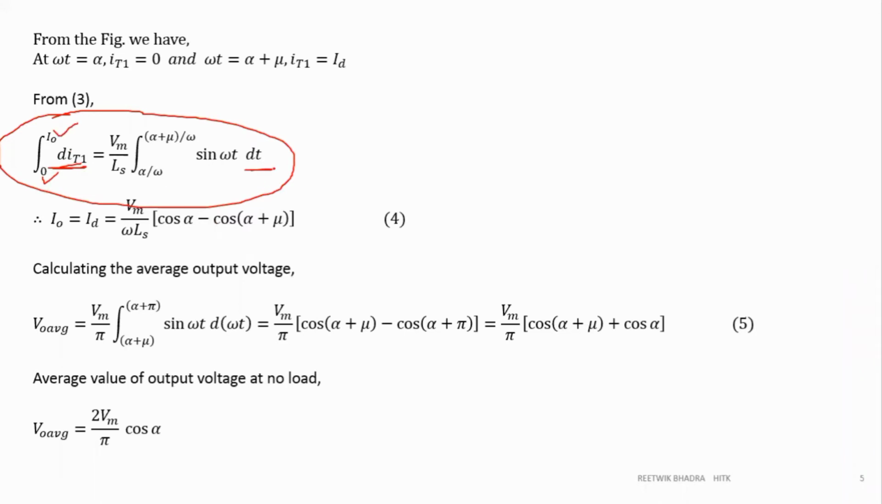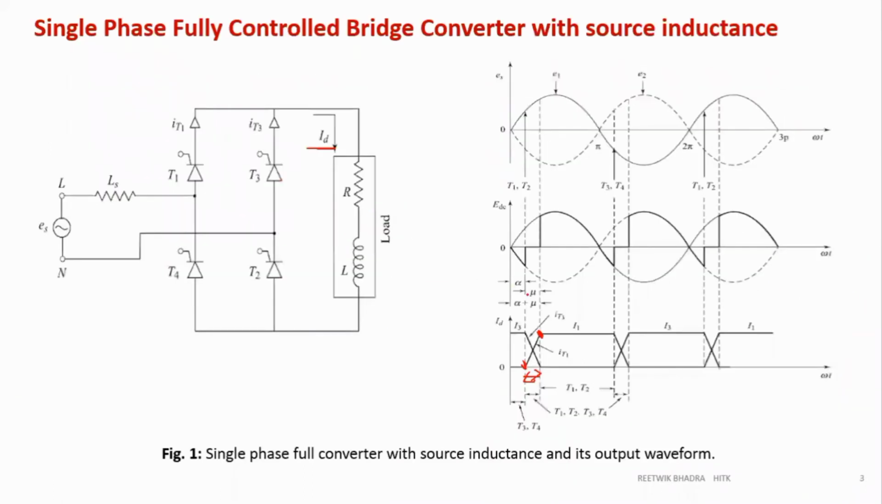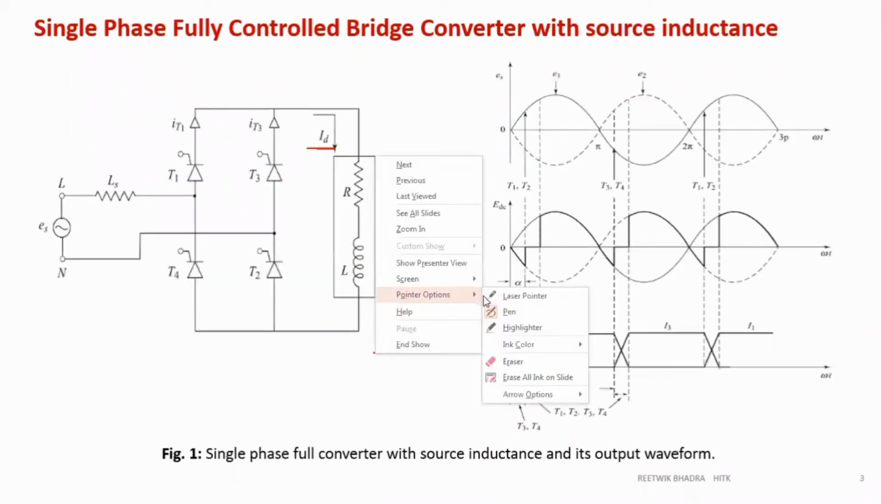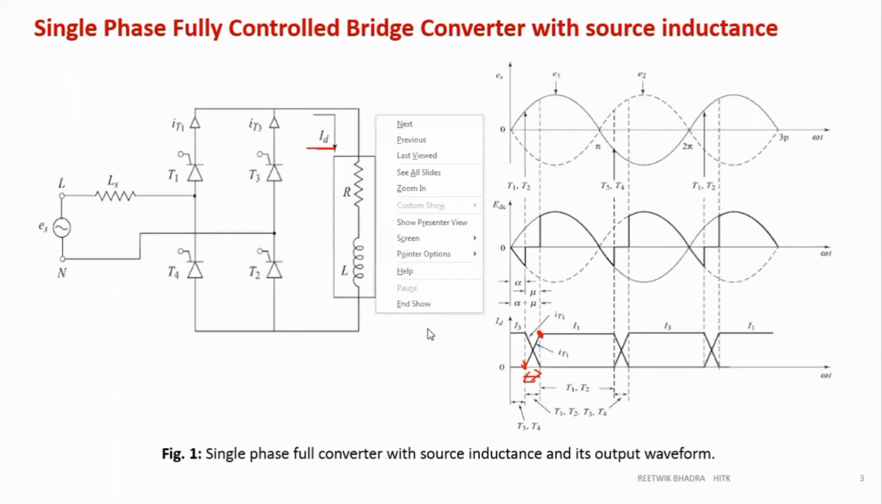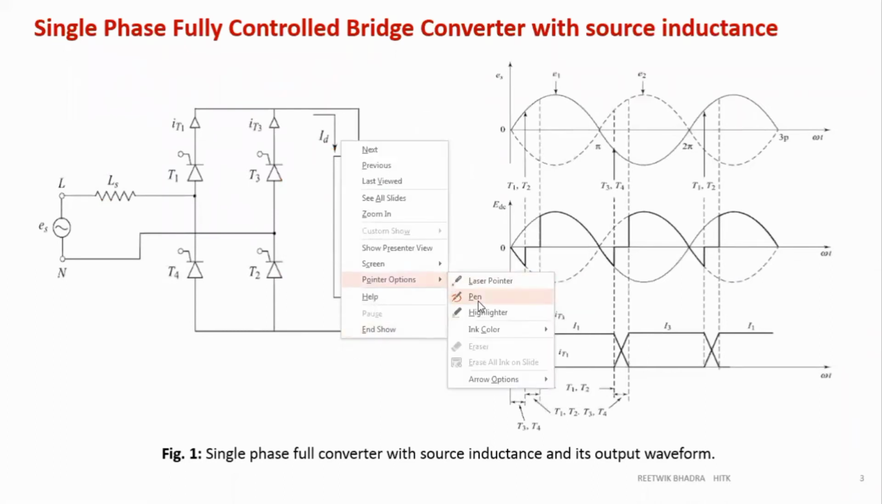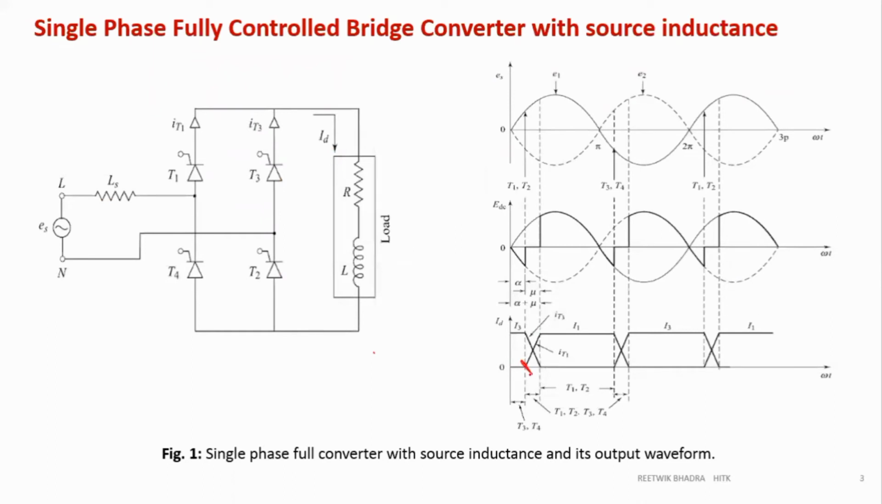Now what about the lower limit of t? Now you go to this figure. At this point, what is happening? At this point, what is my value? This point is alpha, right? So can I write at omega t equal to alpha, IT1 is equal to 0? You can write ID, whatever you want to write. IT1 is equal to 0 at omega t equal to alpha, the starting point.